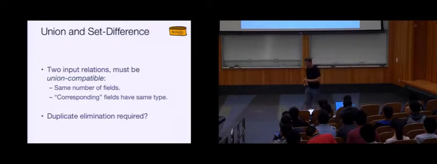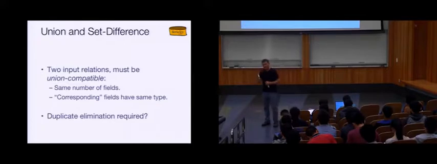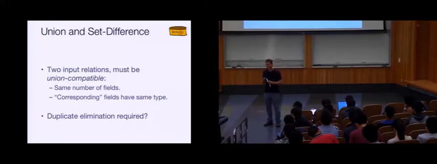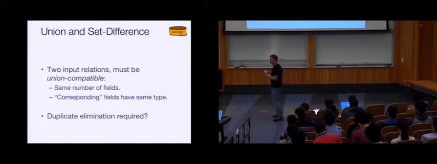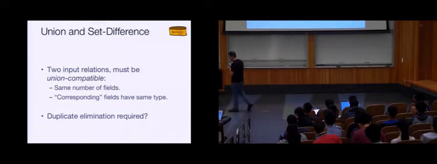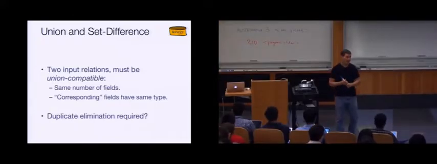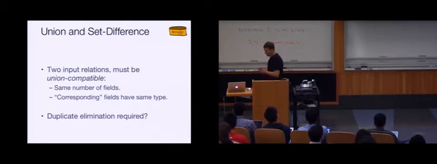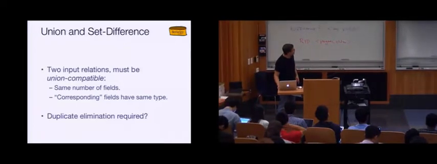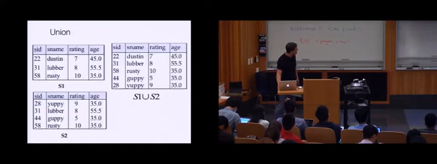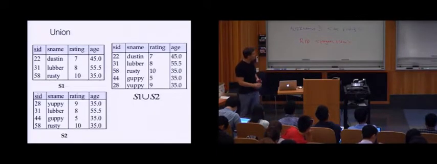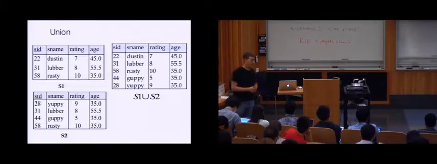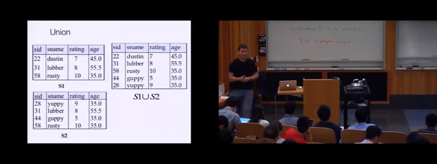So when you get into details in an implementation, you might say, fine, we can union integers with floats, and we'll promote the integers to floats. So you can play some games like that. But just for simplicity, let's say that the types have to be the same. We don't have to have the same column names. That's the one thing we'll be lenient about. All right, so pretty straightforward. The union of S1 and S2 here is that. Note that S1 has 3 rows, S2 has 4 rows, and S1 union S2 has 5 rows because of duplicate elimination. So we do have to do duplicate elimination after union.